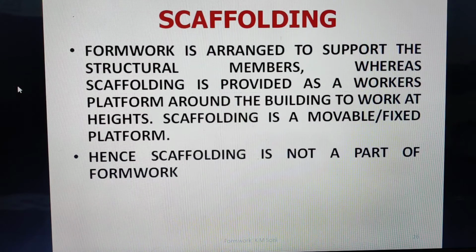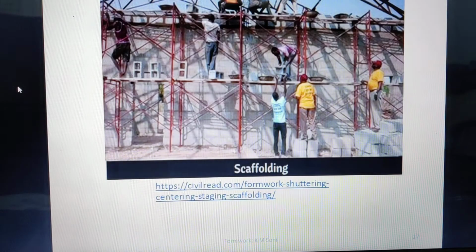And then let us talk something about scaffolding. Scaffolding is not part of formwork. Formwork basically is arranged to support the structural members, and scaffolding is provided for workers. This is basically a workers' platform around the building or wherever required to work at heights. So scaffolding is a movable or fixed platform, and hence scaffolding basically is not part of formwork. You can see that this is scaffolding, not part of formwork.